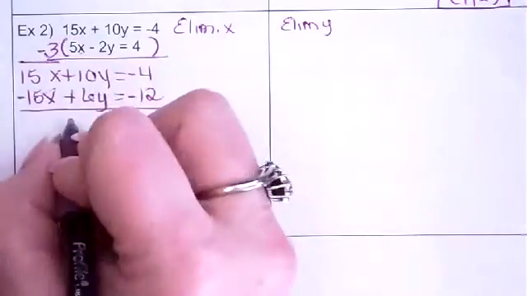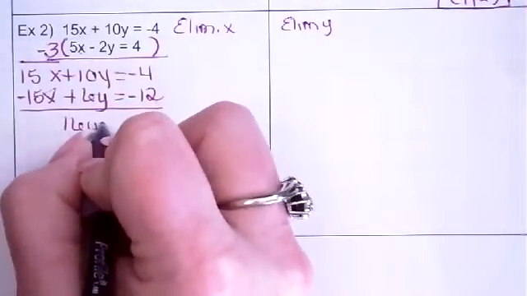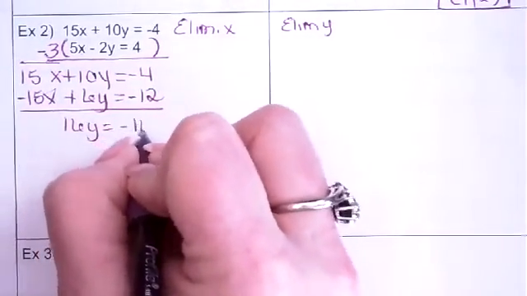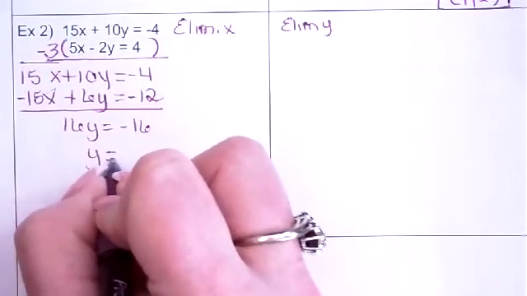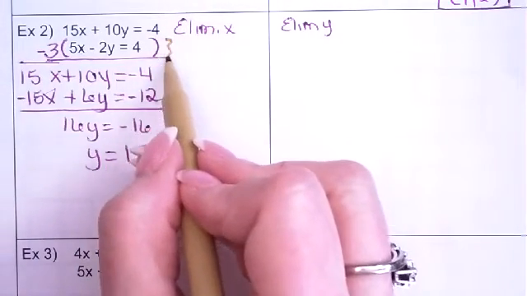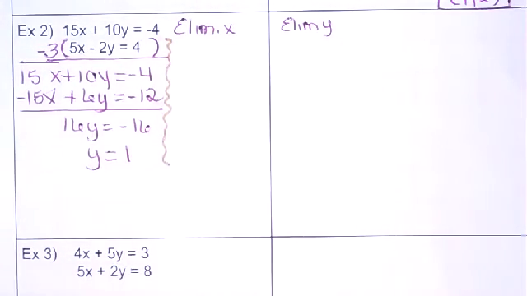10y plus 6y is 16y. Negative 4 minus 12 is negative 16. And if I divide, I get y is equal to 1. Okay? And again, you don't have to do this little yellowish line I'm putting in there. That's for me because I'm writing so big, I always run out of room if I don't manage my space for myself. Now, I need to find x.